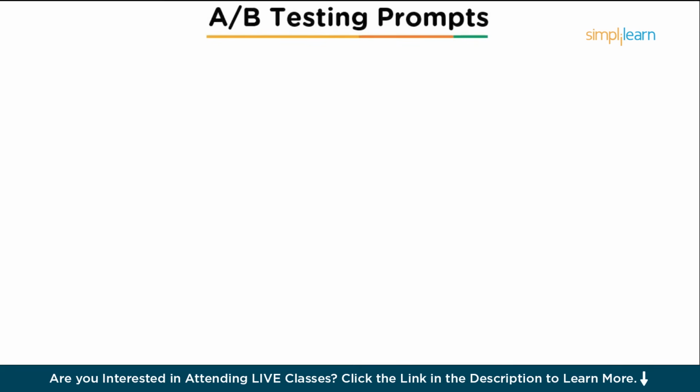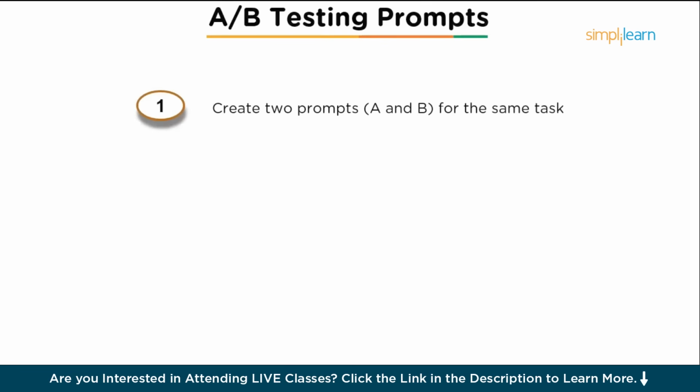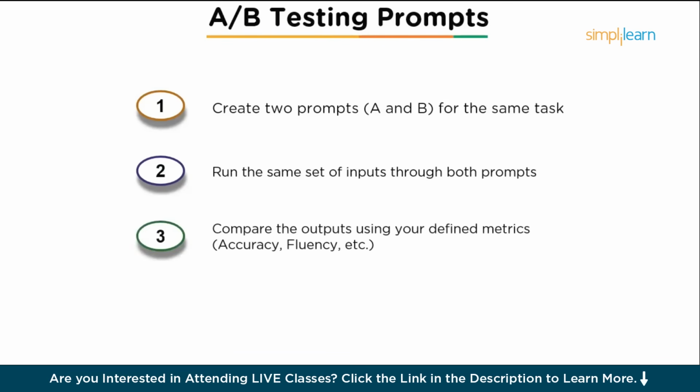intent effectively. To systematically optimize your prompts and ensure the best performance for a given task, we employ A/B testing of prompts. This is a four-step process. First, create two prompts, A and B, designed for the exact same task. Second, run the identical set of inputs through both prompts to ensure a fair comparison. Third, compare the output metrics using your predefined criteria, such as accuracy, fluency, or relevance, to objectively assess their quality. And finally, choose the prompt that consistently performs better based on your evaluation, allowing for data-driven prompt refinements.